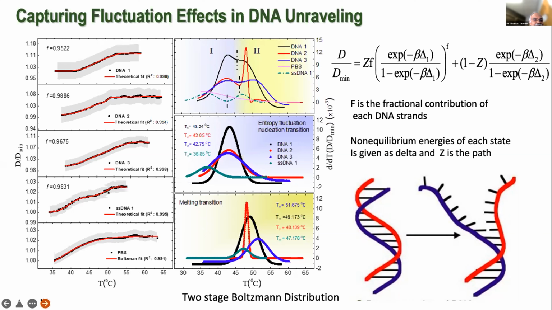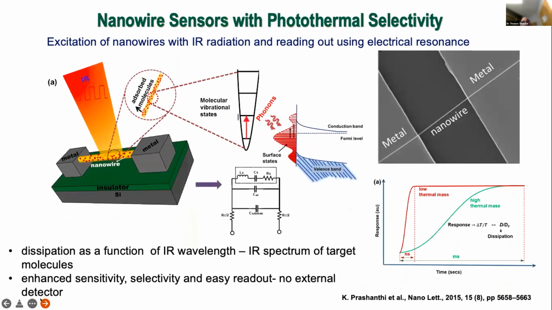It is in the works. It doesn't have to be cantilever. It can also be nanowire. This is a bismuth ferrite nanowire. We have suspended it across two electrodes. So this is a suspended nanowire. It has a very low thermal mass compared to that of a cantilever.